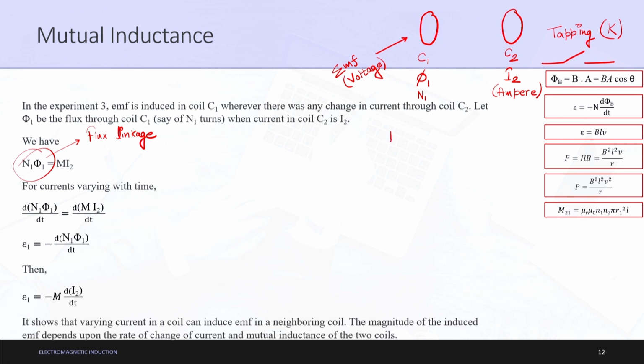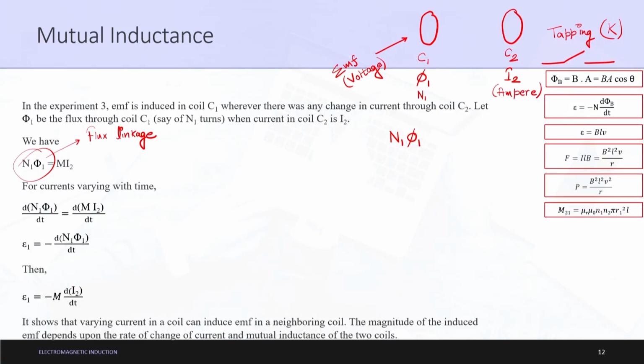So just to reiterate the concept of flux linkage again. Flux linkage is nothing but N into phi. If the value of flux linkage has to be calculated in coil C1, then it will be N1 into phi 1. What is N1 here? N1 is the number of turns in coil C1. What is phi 1 here? Phi 1 is the magnetic flux which is going through coil C1.